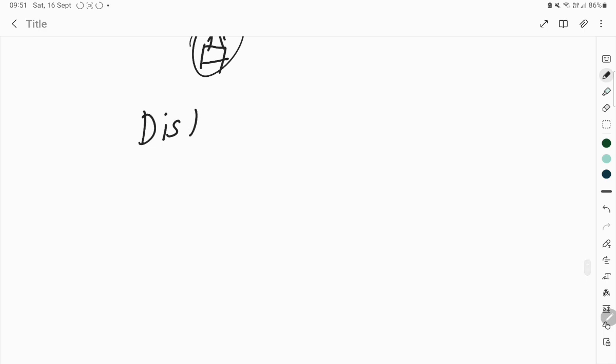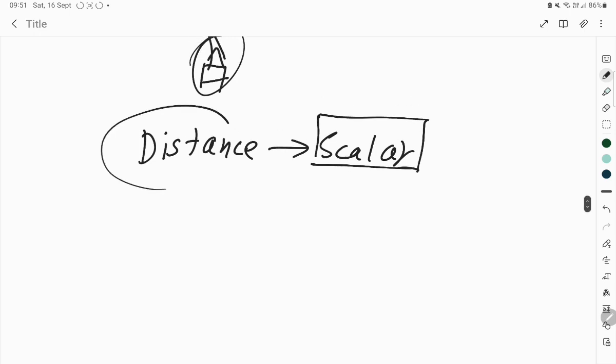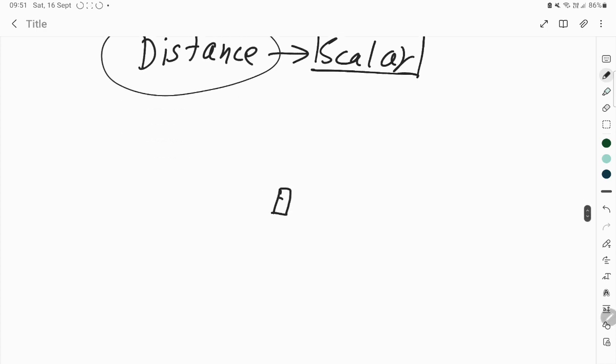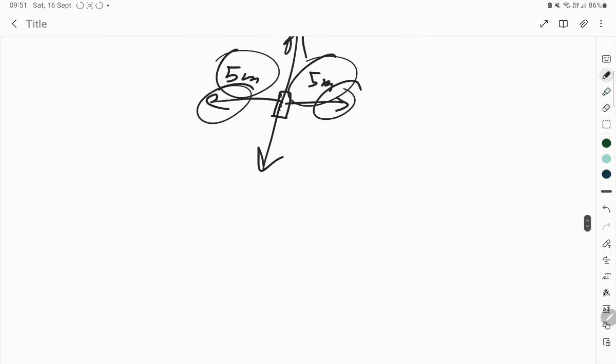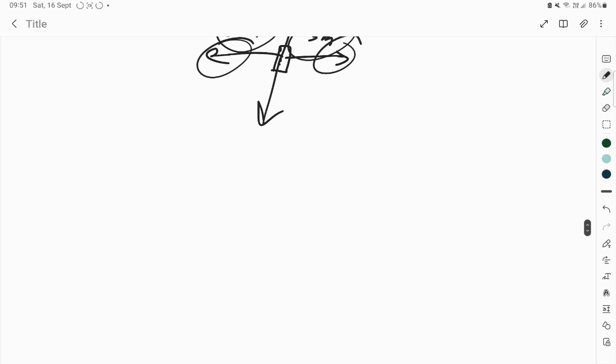Distance is a scalar quantity. What does this mean? A scalar quantity means that the magnitude, the measure of distance, does not depend on the direction the distance has been traveled in. For example, if you're here and you go 5 meters in this direction and 5 meters in this direction, in both cases you have traveled an equal amount of distance. Whether it be 5 meters here, here, here, or here, it doesn't matter. That's called distance.